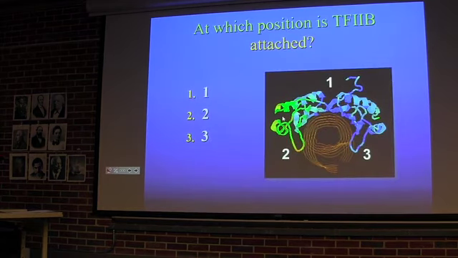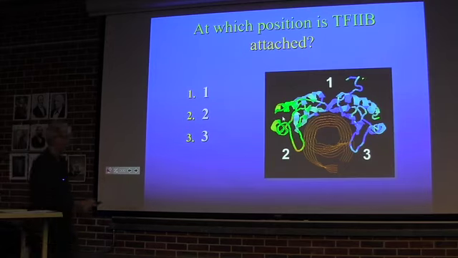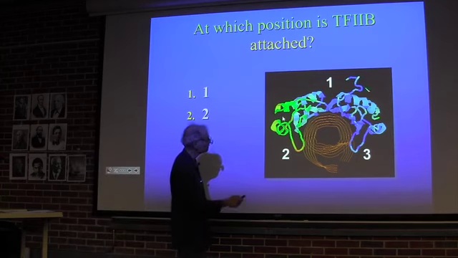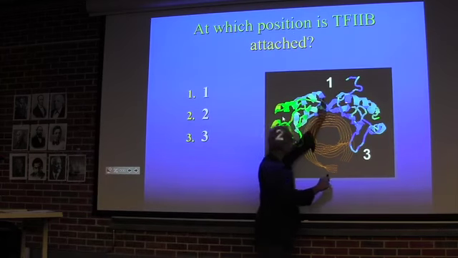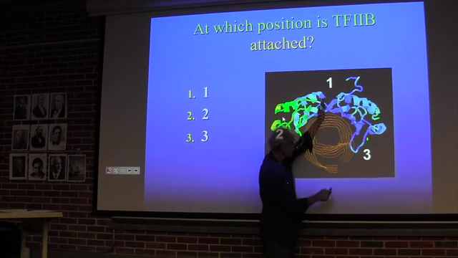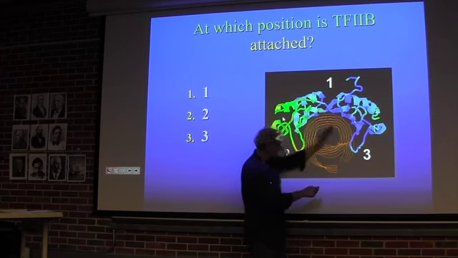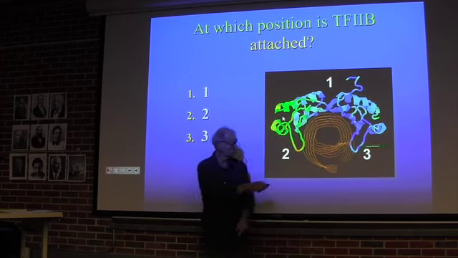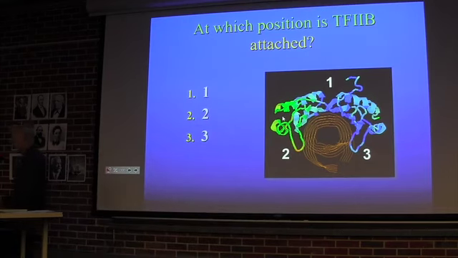At which position is TF2B attached? Uh-oh. Where is B attached? To the C terminal stirrup. Which of these would be the C terminal stirrup? You're looking for where the ends are. That's the C terminus, that's the N terminus. This half of the molecule is the C terminus, that's the C terminal stirrup. That must be position 3 is where TF2B would be.